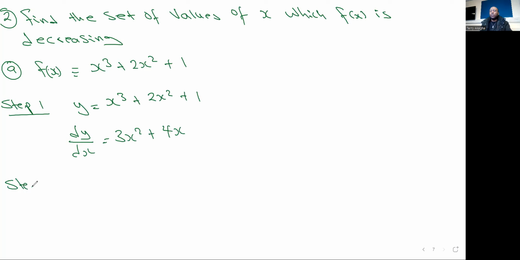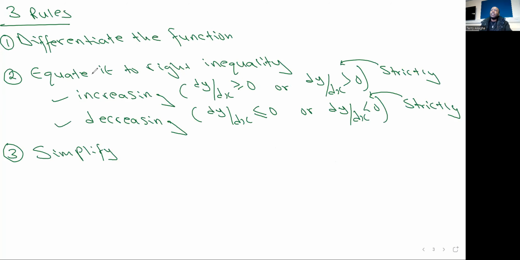Now step 2. After doing that, the next thing we have to do is equate it to the right inequality. Here we're talking about decreasing, so that means dy over dx is less than or equal to 0. But if it was strictly decreasing, it would be dy over dx is less than 0.